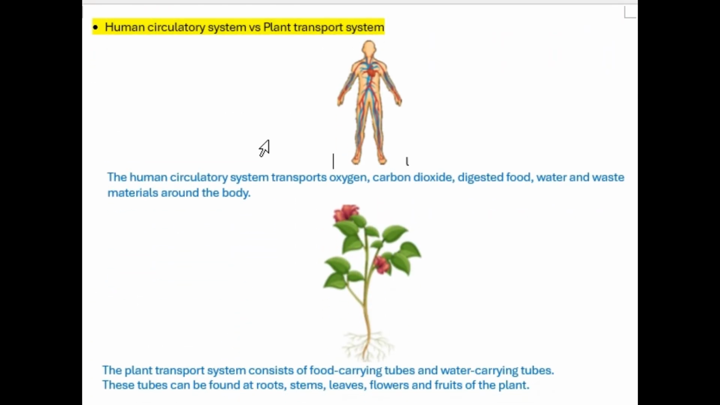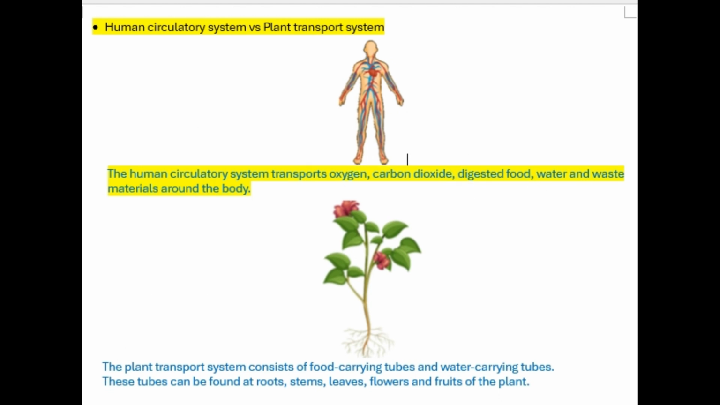Human circulatory system versus plant transport system. The human circulatory system transports oxygen, carbon dioxide, digested food, water, and waste materials around the body. The plant transport system consists of food-carrying tubes and water-carrying tubes. These tubes can be found at the roots, stems, leaves, flowers, and fruits of the plant.